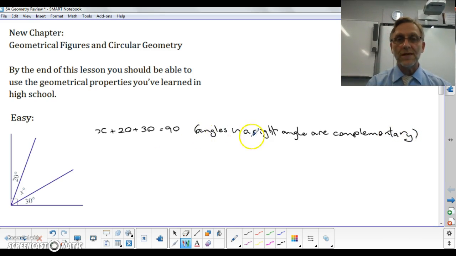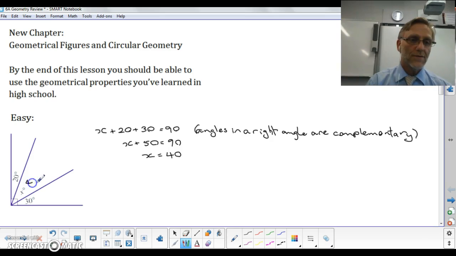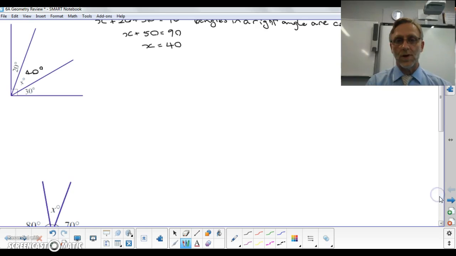So you've got to write down a reason for every time you put down a new line, unless it comes from algebra. Okay? So here I'm going to do some algebraic collection of like terms. I'm going to say that x plus 50 is equal to 90, and this line comes from this line. So I don't need to write a reason down. All I've done is added 20 and 30 and got 50. If I subtract 50 from both sides, I get x is equal to 40, and I've solved the problem. There's my 40-degree angle there. That's easy example number 1.